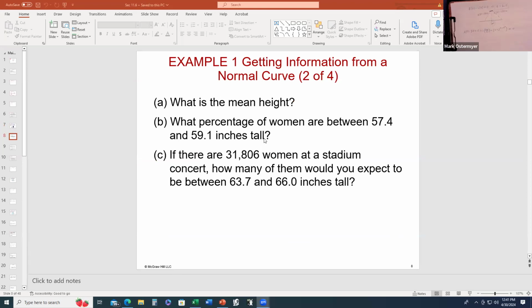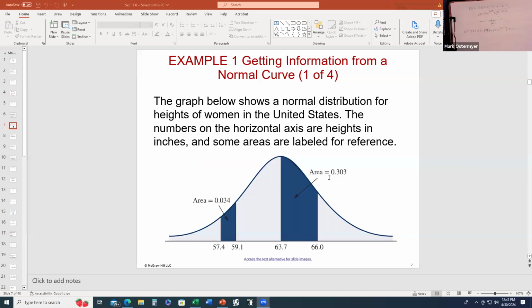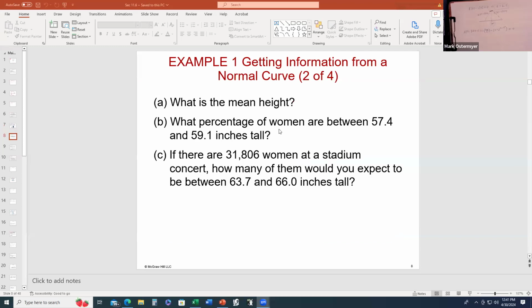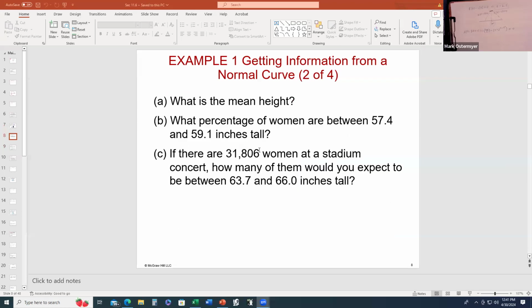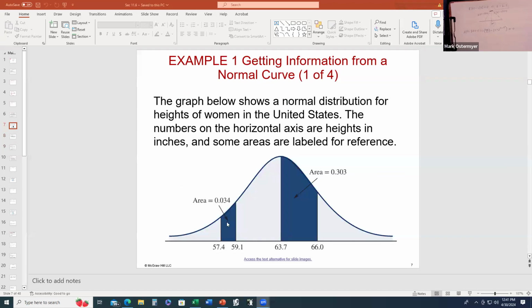All right, now example 1, getting information from a normal curve. What is the mean height? Well, the mean height is 63.7. That's the mean, median, and mode of this normally distributed data here, 63.7. What percentage of women are between 57.4 and 59.1 inches tall? That would be 3.4% of all women have a height between 57.4 and 59.1 inches.